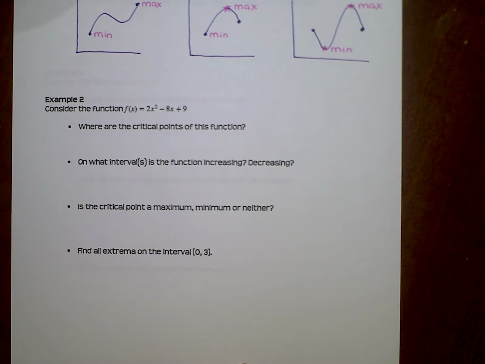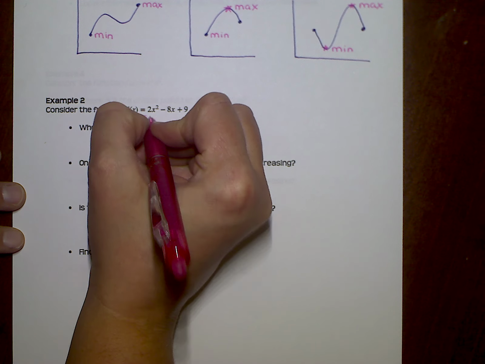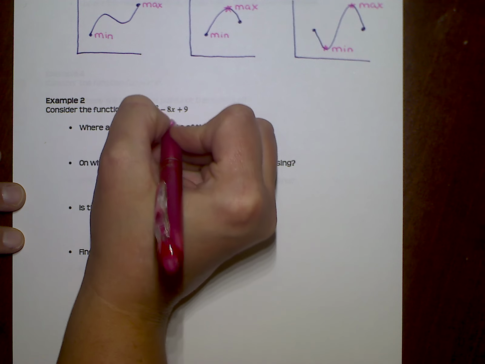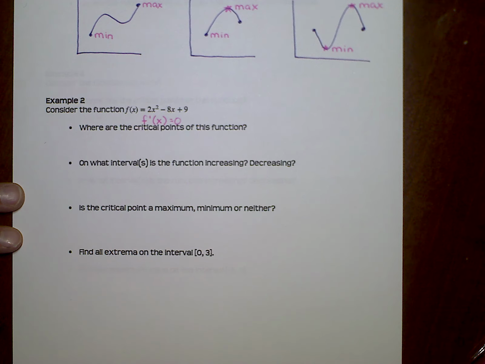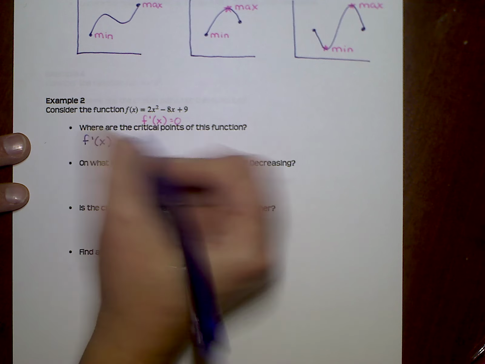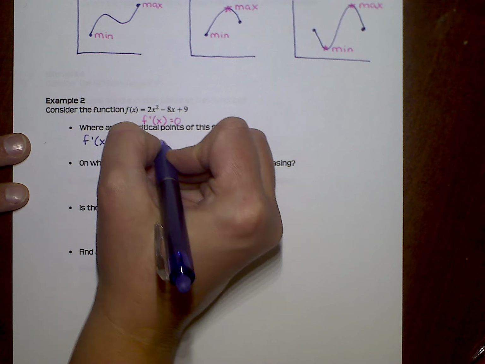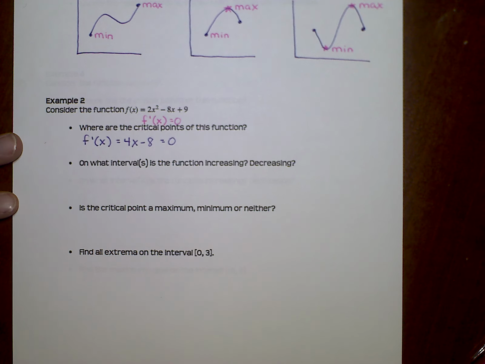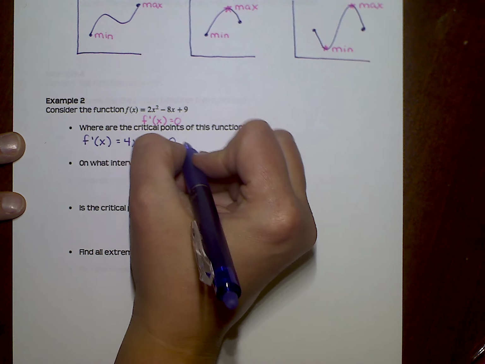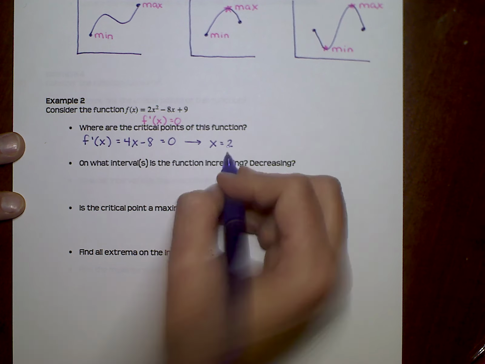Okay, so let's take a look at one of these questions in action here. So we've got this function, and it says, where are the critical points of this function? Well, remember, critical points are where the derivative is equal to zero. So probably the first thing I'm going to do is find the derivative. And let's see, that would be 4x minus 8. And then I want to take that derivative and make it equal 0. And find out, when does that happen? Well, if I add 8 and divide by 4, I end up with x equals 2. And that's my critical point.